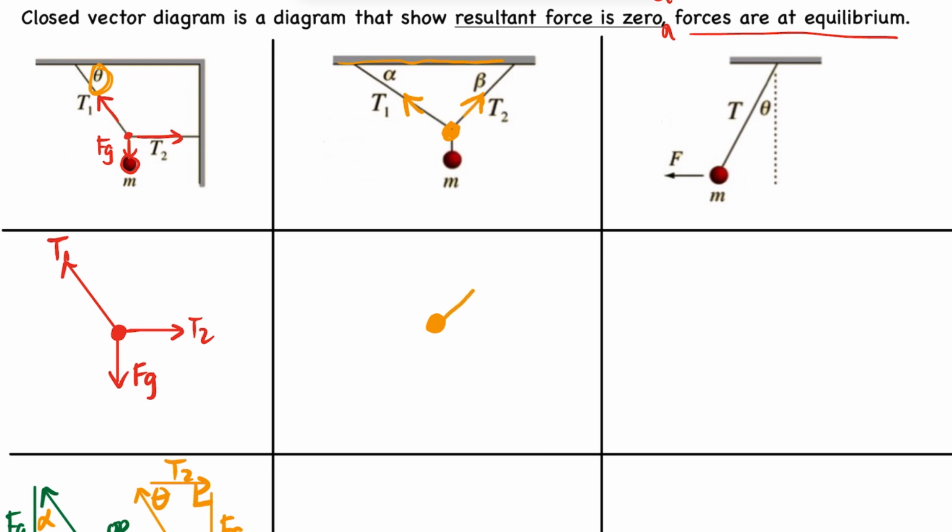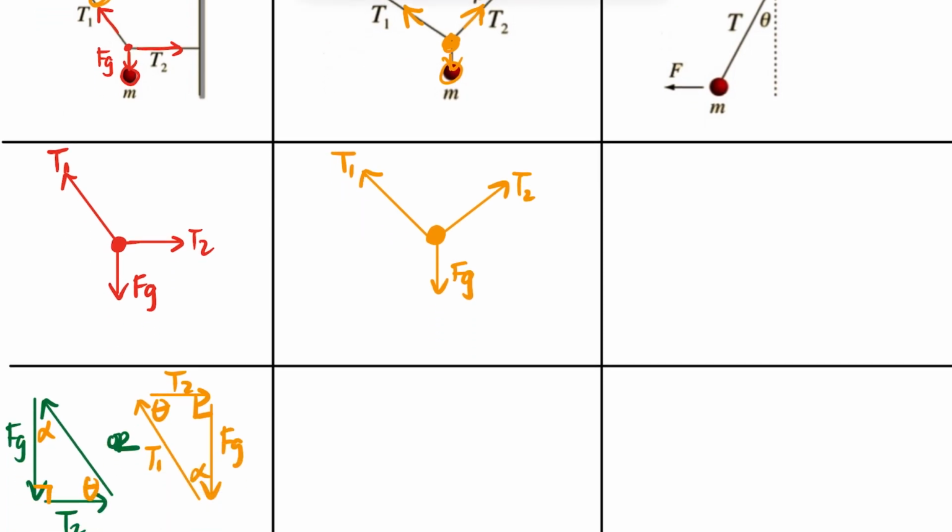We have a tension force, which is T2, and we have T1 there, and this force going downwards, which is the gravitational force, because this object has a mass, and the weight is pulling the object downwards due to mass. Alright, let's draw the vector diagram.